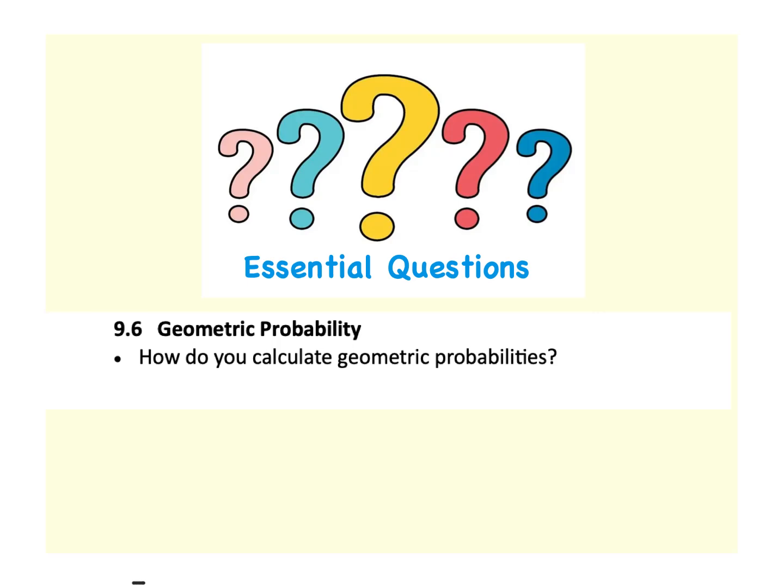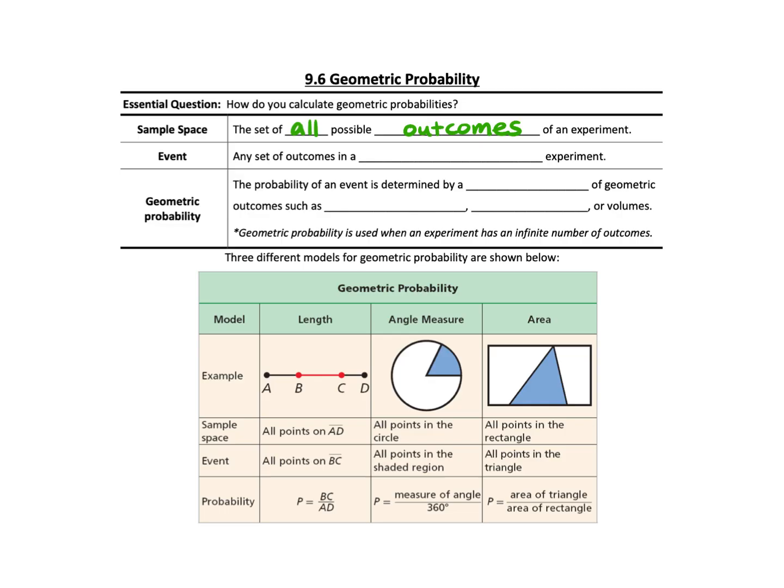Hello, in this video, we're going to be looking at the first part of lesson 9.6, which is on geometric probabilities. The essential question that we'll answer in both day 1 and day 2 is how do you calculate geometric probabilities? Before we get to calculating geometric probabilities, it's important that we have some vocab words to describe them.